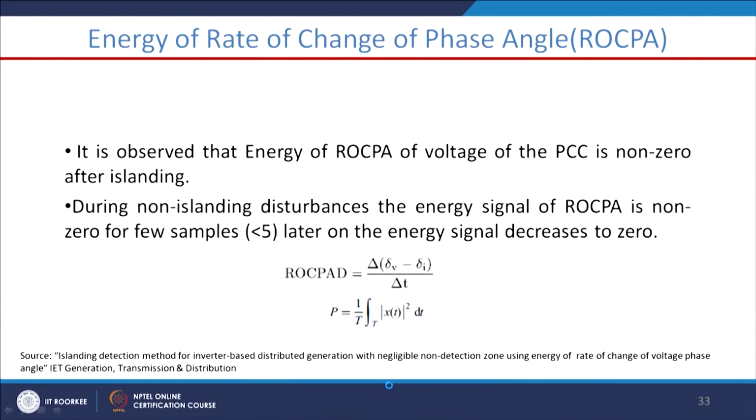These are very easy techniques and very easy to implement. However, if there is a zero power mismatch condition, or a change in the network conditions, maybe these techniques are going to be affected. And the last one is the energy of rate of change of phase angle. What is the energy content within this change of phase angle? If we can track the energy within that, then also we can detect the islanding situation.